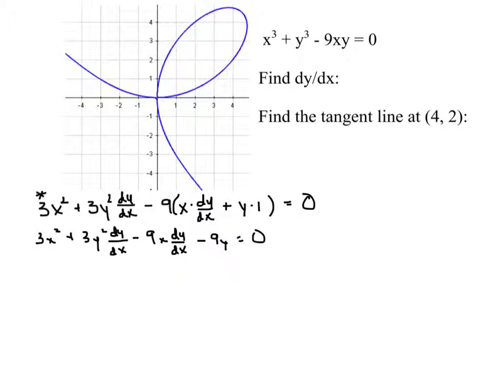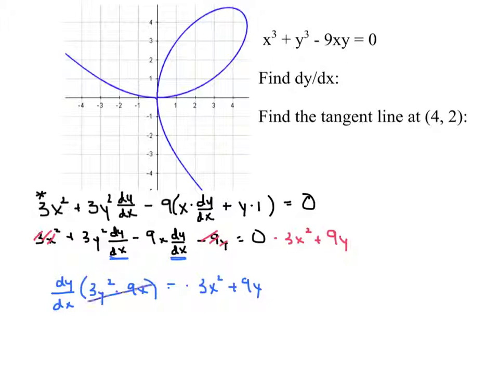Now, I want to solve for dy/dx. First thing I'm going to do, subtract 3x squared to the other side. I'm going to move everything that doesn't have a dy/dx. So I'm going to then add 9y. The old algebra trick. Anything you don't want, move to the other side. Next, you notice that both of the terms left have a dy/dx. I'm going to factor that out. dy/dx times 3y squared minus 9x in parentheses. That's equal to negative 3x squared plus 9y.